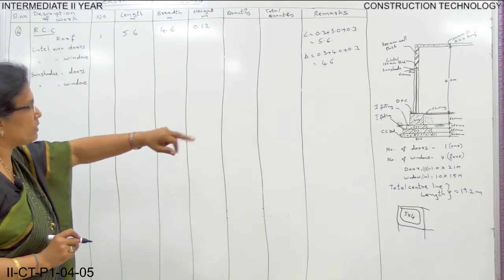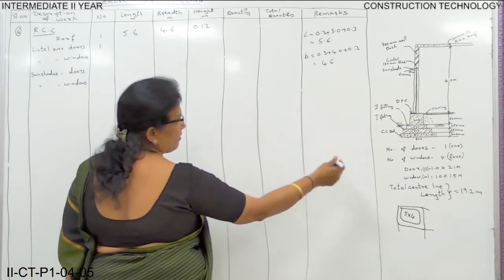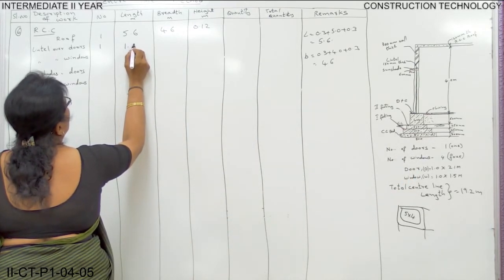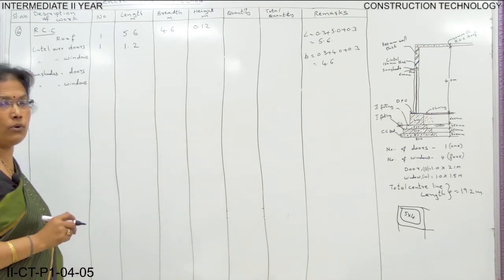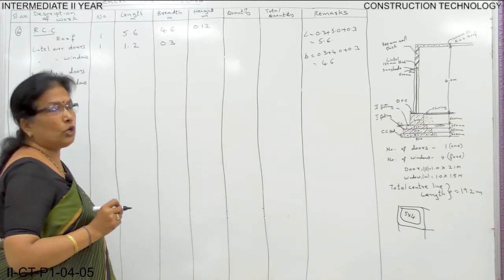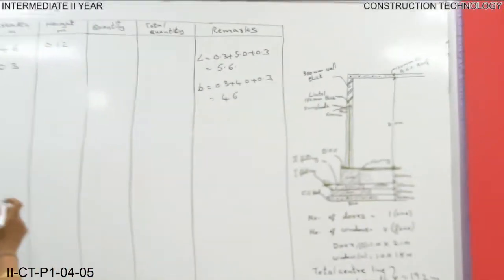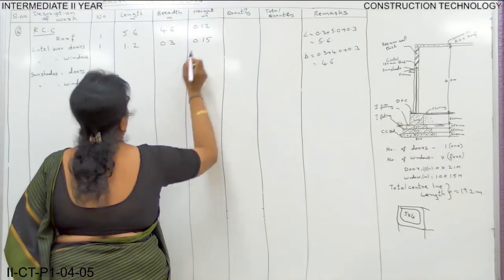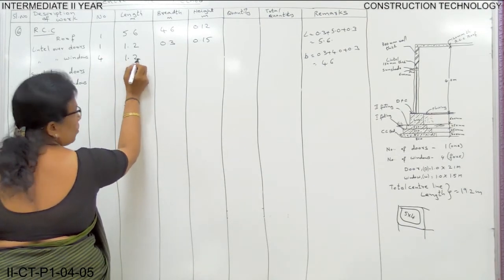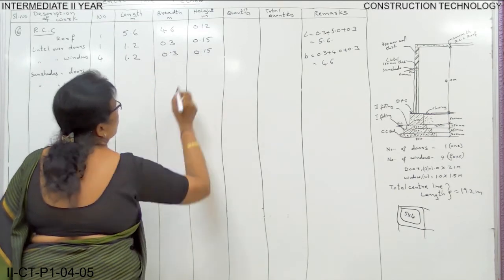Now coming to lintels. How many doors are there? 1 door, so number 1. As I told, projection is given. If the length of the door is 1 meter, including projections you have to take 1.2 length, and the breadth is the same as wall thickness, that is 0.3, and the height of the lintel is given here as 150 mm, that is 0.15. Same for windows. How many windows are there? 4 windows. Length is 1.2, breadth is 0.3 and height is 0.15.